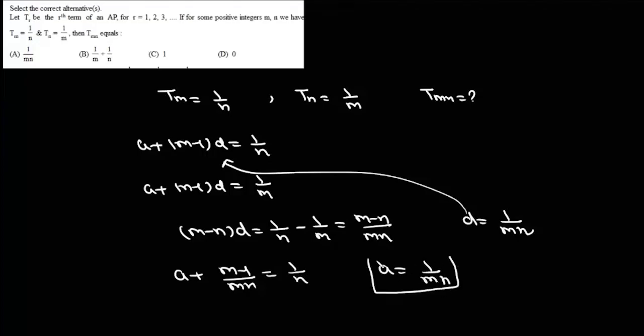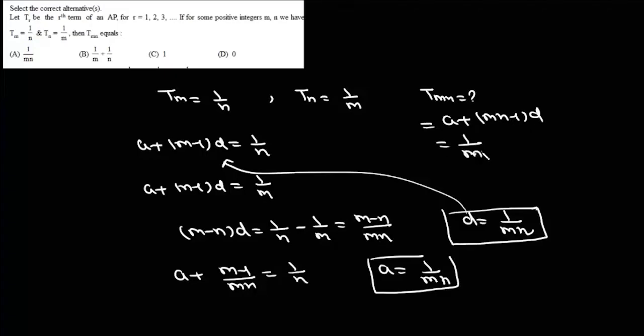And once we have a and d, we can write its mnth term. Its mnth term will be a plus (mn minus 1) into d. Now a is 1 by mn, so it will be 1 by mn plus (mn minus 1), and this d is also 1 by mn. So it will be mn by mn, which is 1. So the answer to this question is 1, which is your option C.